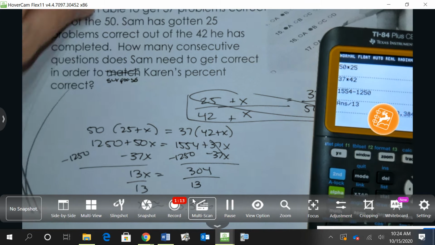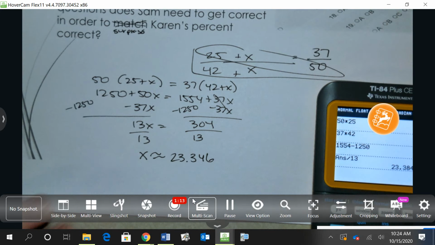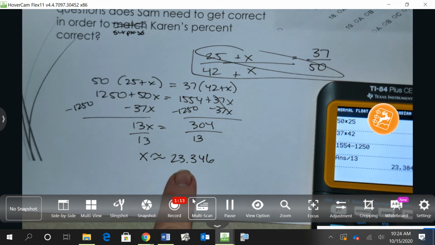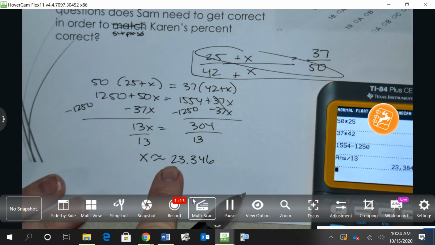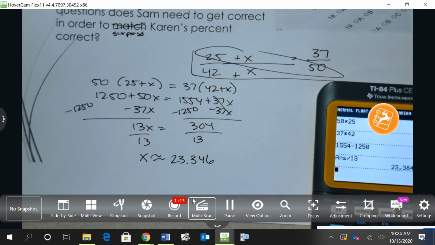So here's the answer when I solved. So Sam would need to correctly answer 23.346 problems in a row on this practice ACT before he would surpass Karen's percentage of correct answers. You can't complete 23.3. So what we would say as a complete sentence would be, again, we need to know what's the subject, what's the task, and then what's the answer. So if Sam completes 24 consecutive problems correct, he will surpass Karen's correct percentage.